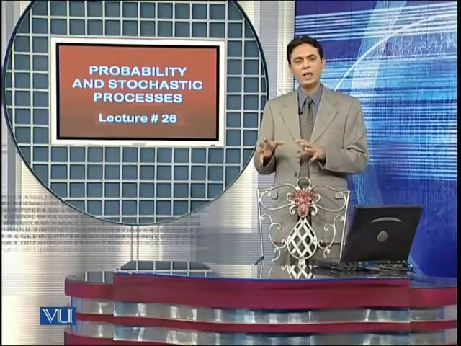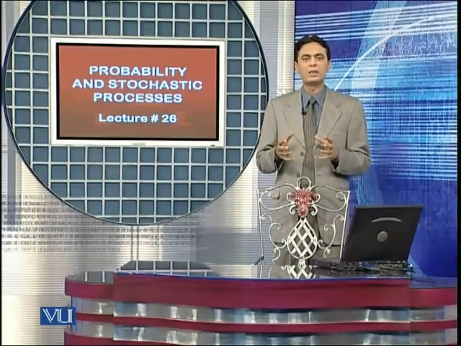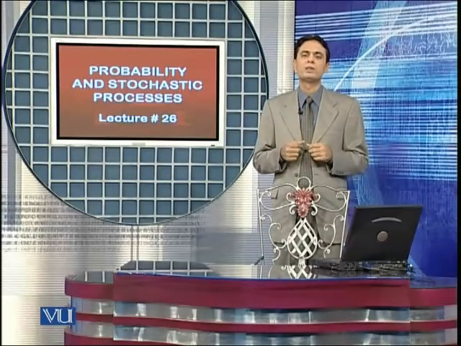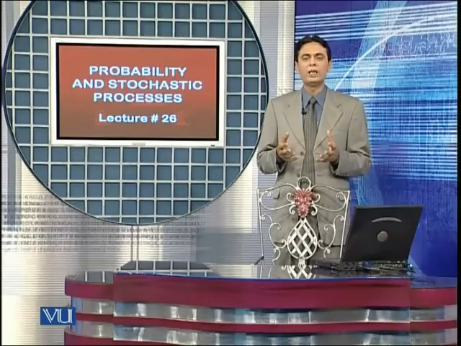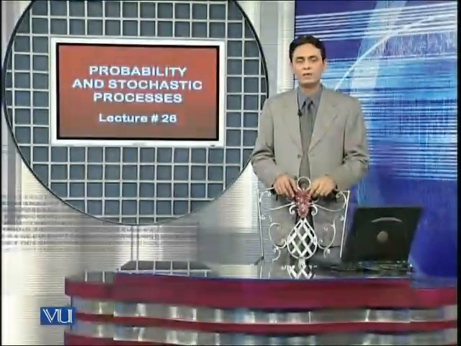And while analyzing the behavior of this derived random variable, while trying to answer the questions related to the behavior of the derived random variable, we needed its probability density function. And that probability density function was obtained from two pieces of information. One, the probability density function of the underlying random variable, and the transformation which took the value of the original random variable and gave us the output, which was the value of the derived random variable.